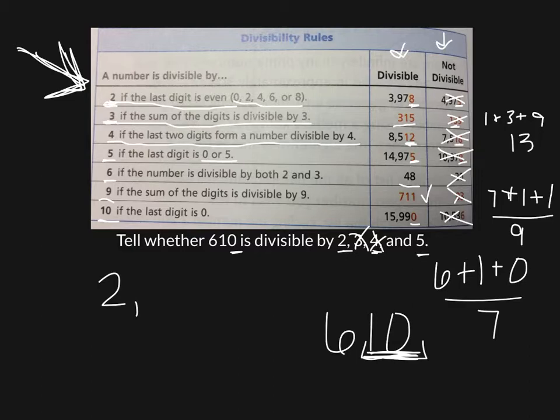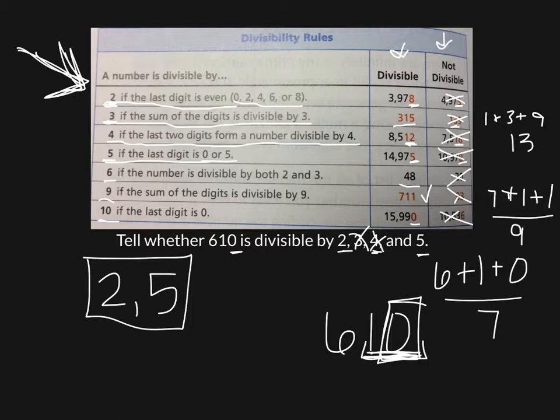Okay, and lastly, they're asking about 5. It's divisible by 5 if the last digit, the 0 here, is a 0 or a 5. So, yep, it is divisible by 5. So the number 610 is not divisible by 3 or 4, but it is divisible by 2 and 5.